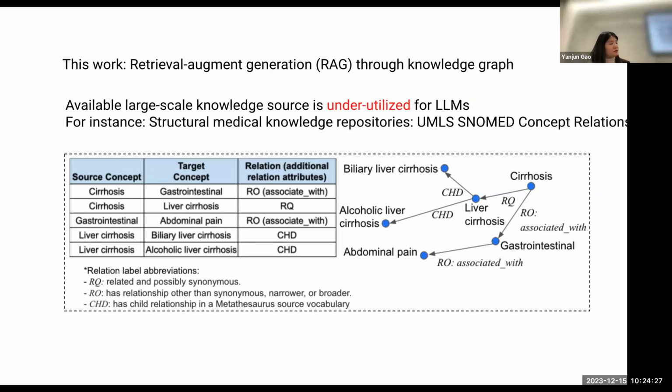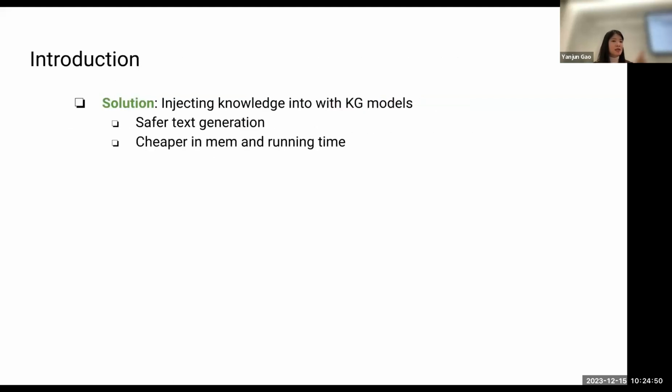Now when you look at this figure, you might wonder, can we just utilize this knowledge graph as it is? Once we have an input, let's say a list of concepts, we just retrieve all the possible knowledge paths and use them as the relevant knowledge for the LLM. Can we do that? Well, the answer is no, but I'm going to get to that next. But I do want to talk about the benefit of doing that. The benefit of incorporating a knowledge graph with an LLM is that we're able to inject the knowledge into knowledge graph models to achieve safer text generation, and cheaper in memory and running time.